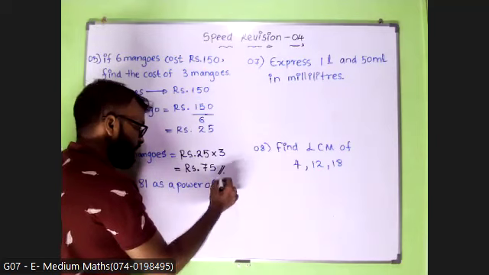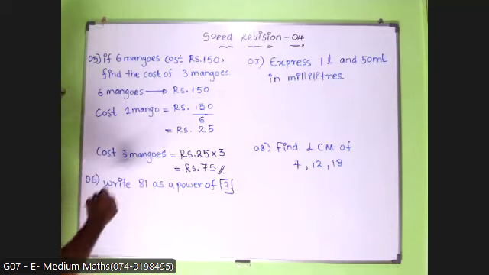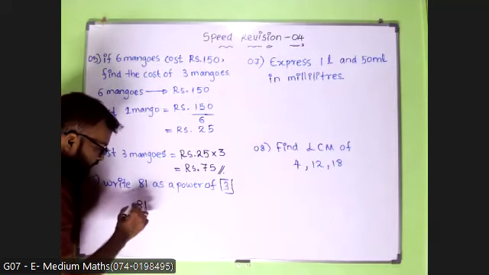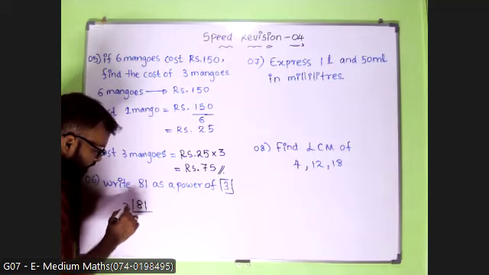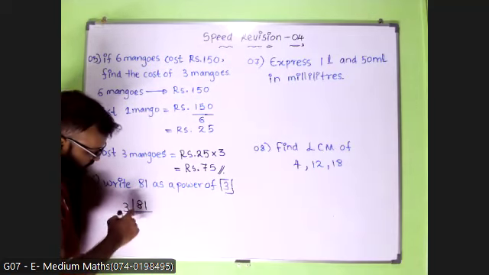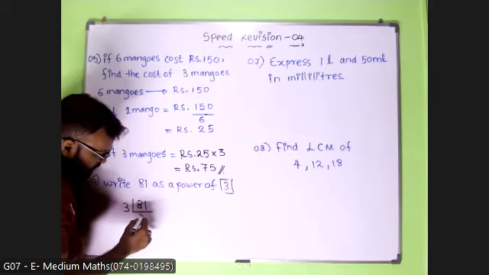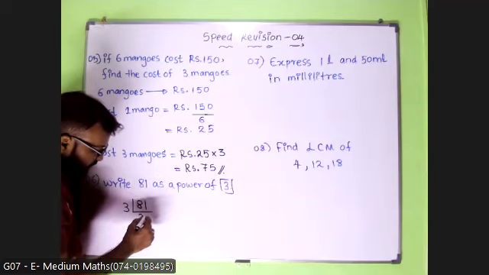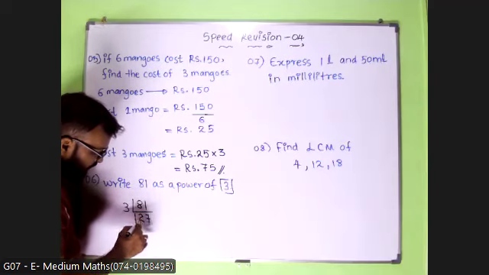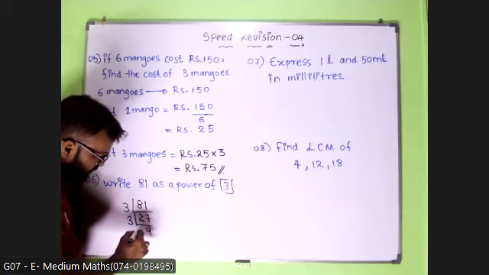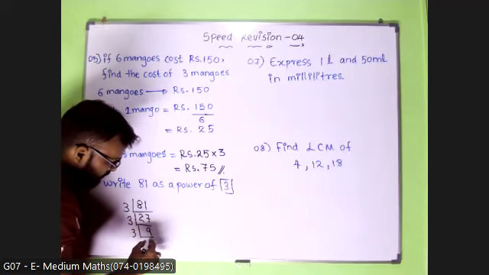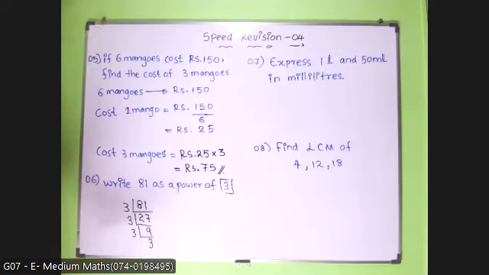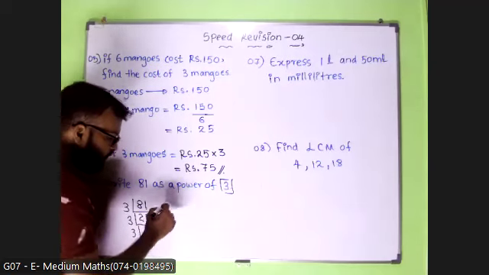Right? Write 81 as the power of 3. So the base is 3. So I am going to divide 81 by 3. 3 times 2, 6. Then 21, 27. Then again 27 divided by 3. 3 times 9, 27. Right? 9 divided by 3, 3 times 3. Okay.